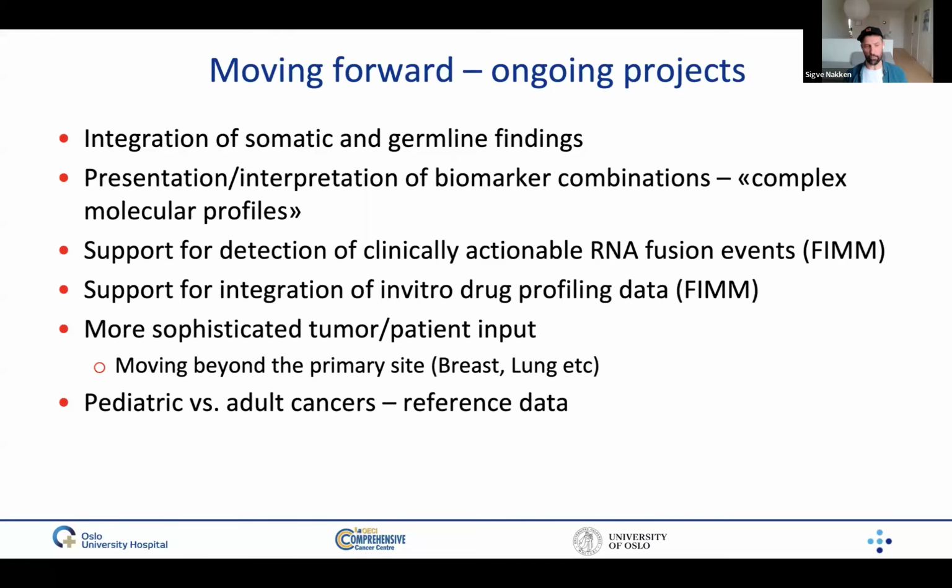And one thing that we are challenged somewhat by is that we also have a number of pediatric cases at the hospital. But in these cases, the reference data that we typically use for late onset cancers will not make a lot of sense. So we're struggling somewhat to find relevant reference data when it comes to the analysis of pediatric tumors. So if anyone has a good overview of that, we are very happy to get input.